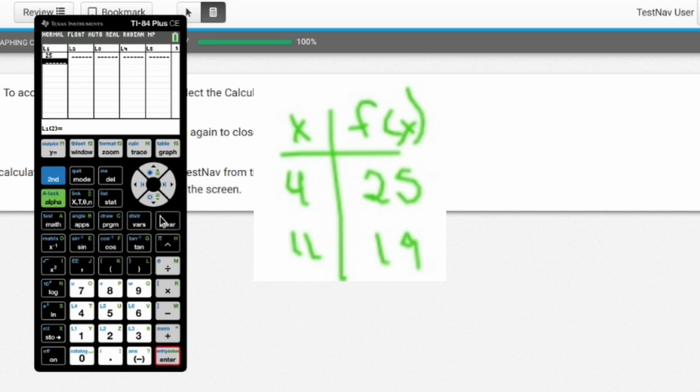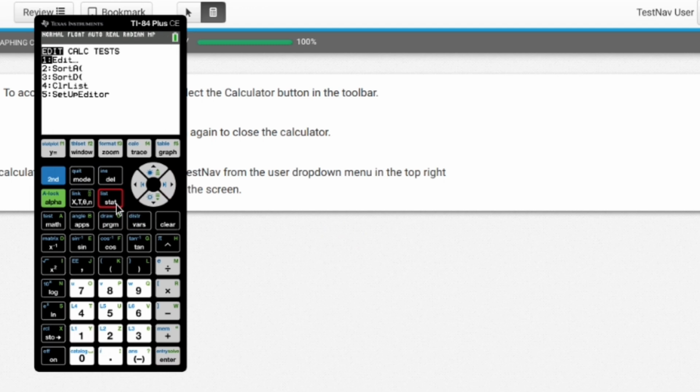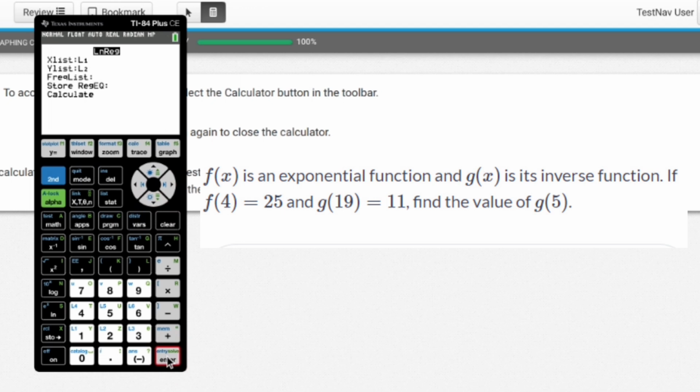So 25 gets matched up with 4. If I were to use 4, 25, I would get an exponential. I want to do logarithmic with this one. I'm going to do 19 gets matched up with 11. Bada bing. Now I'm going to use ln reg. So I'm going to go to stat, calc, and ln reg is right there at 9. There you are, ln reg for natural log. Backwards.